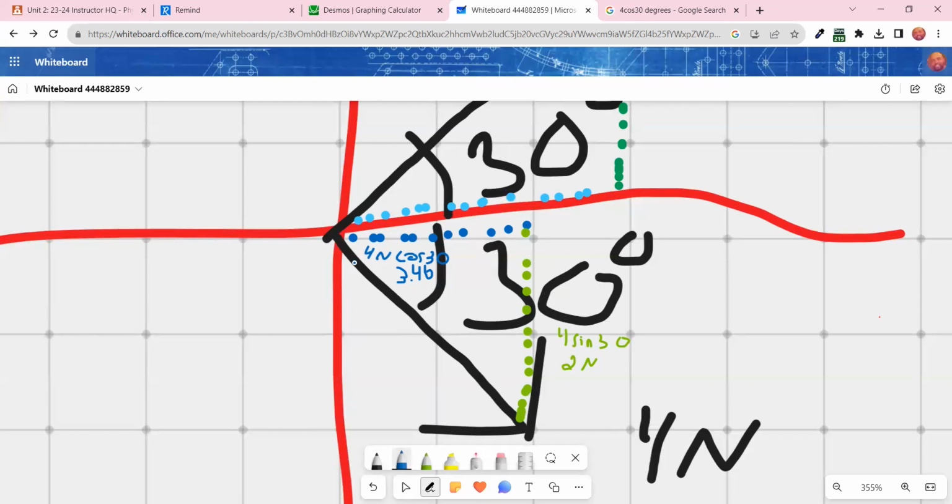Well, they're not on the same axis. This is on the x-axis. This is on the y-axis. That means that you have to add them up with the Pythagorean theorem. 3.46 squared. That's my x.